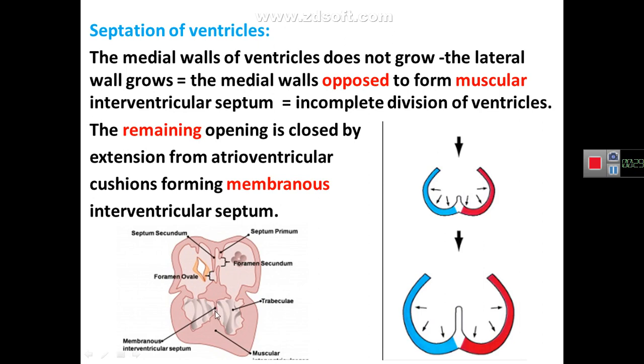The membranous interventricular septum will fuse with the other part of the interventricular septum, which is the muscular interventricular septum. And you can imagine that this part, which is formed by opposition of the medial walls, will form the muscular interventricular septum. And what is above this part, the defect, will be closed by the membranous interventricular septum, which is extending from the atrioventricular cushion. This is all about ventricular septation.